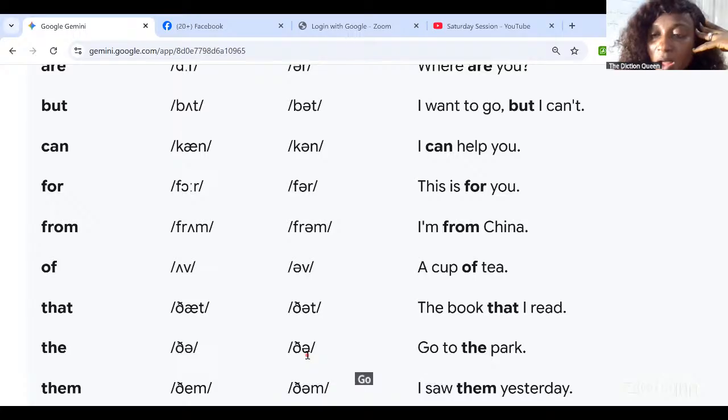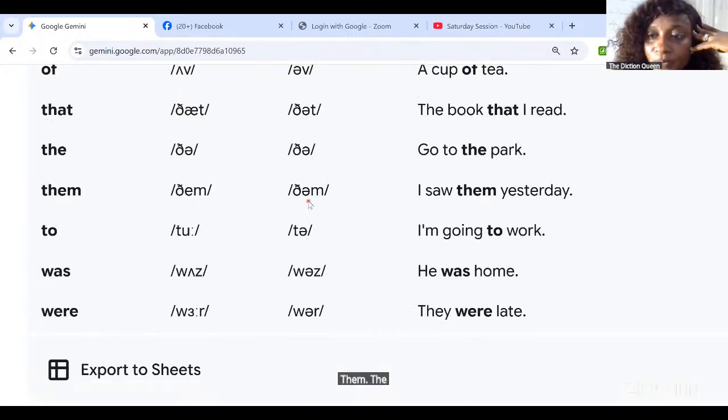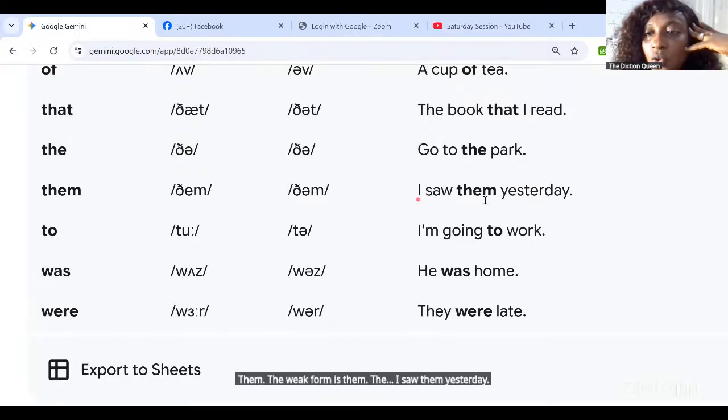Go to the park instead of go to the park. The next word is them. The weak form is them. I saw them yesterday, instead of I saw them yesterday.